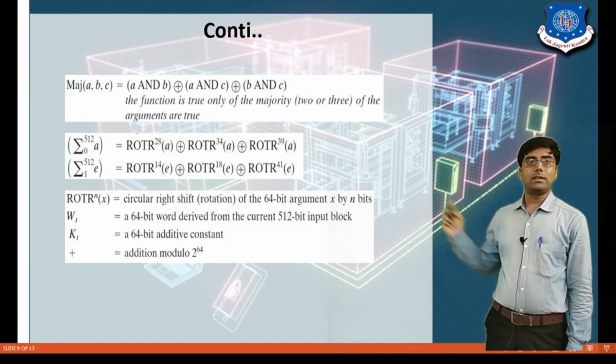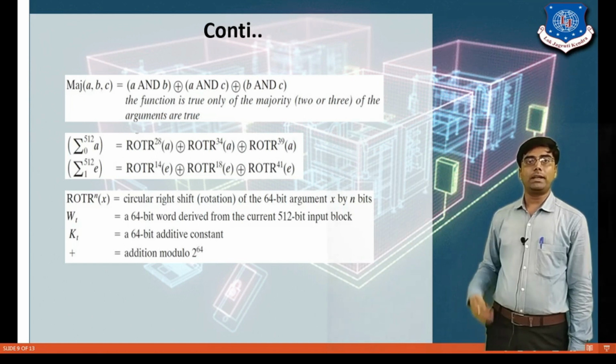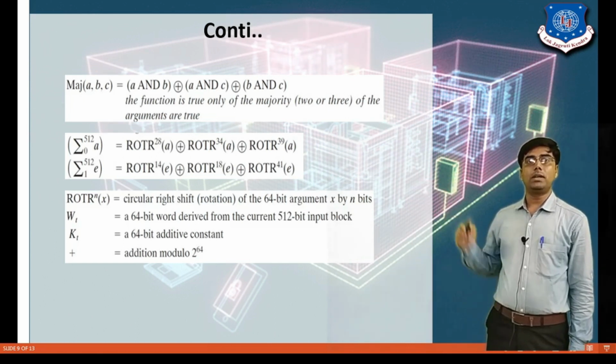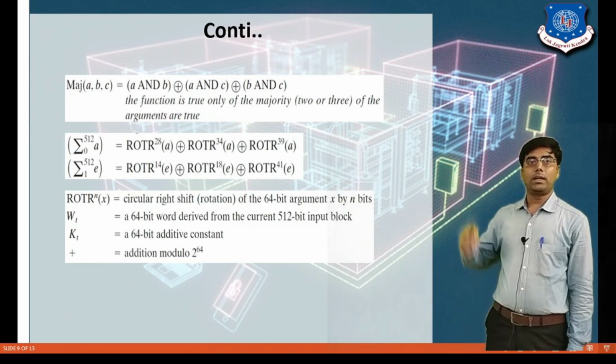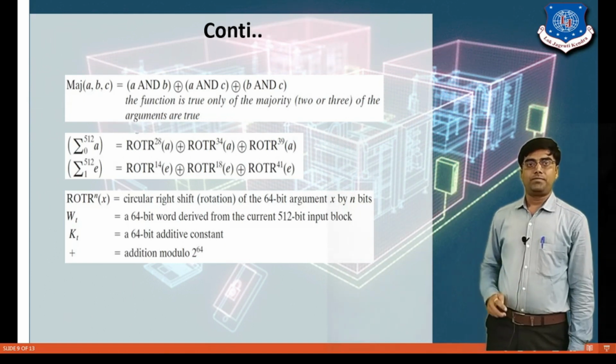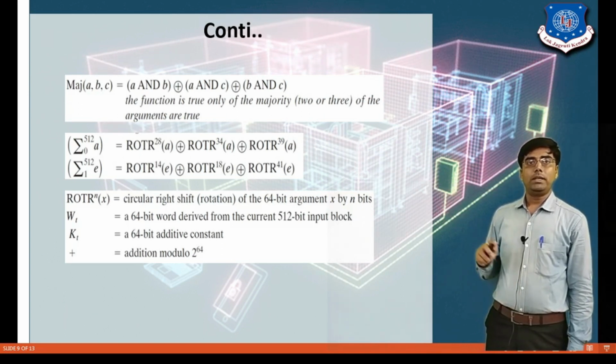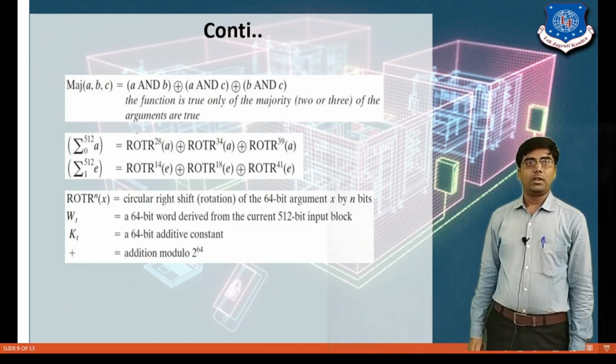And here we are considering the plus sign. Plus is addition modulo 2 raised to 64, and KT represents the constant, WT represents the 64-bit word. I hope this idea is clear, and this will repeat in each and every round. It means that it will be implemented in each and every round.